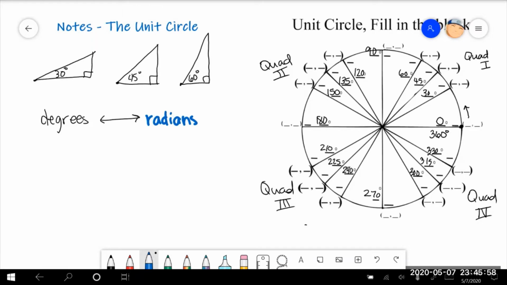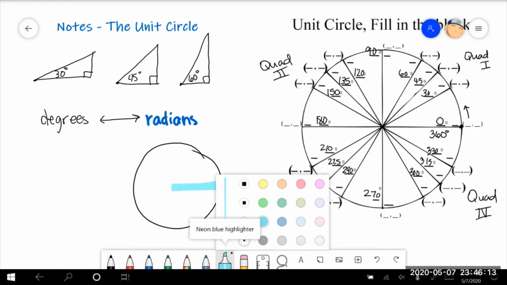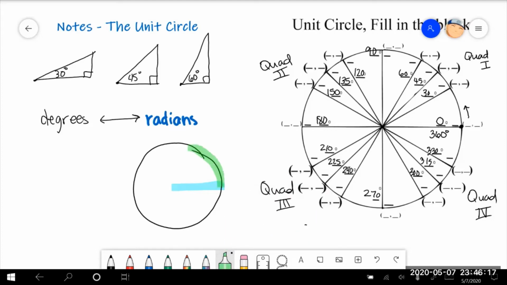Now, just to kind of talk about this, what is a radian, right? So some of you might have asked yourselves that last year and maybe didn't get a chance to talk about it. And really a radian is the measurement of the radius along an arc. Okay, it's an arc length. So here it is, arc length that is equal to the radius. Okay, that is a radian.